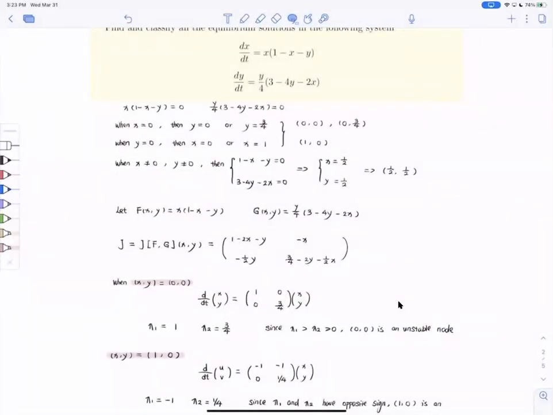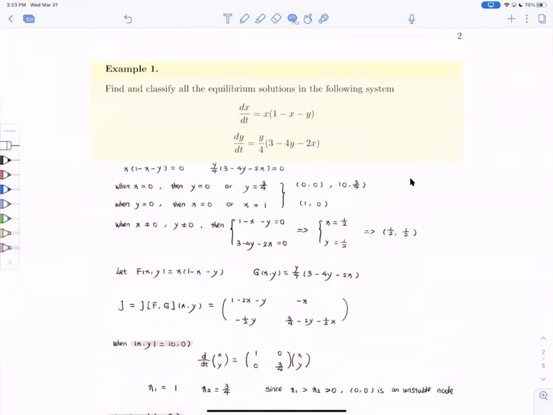Oh, oops. Seems like it's gone. See, one of you found all the equilibrium points already. 0, 0, yeah. 1, 0, 0, 3 over 4. Half and half. Yep, exactly. Don't look at my solution yet. Try to do it yourself first.